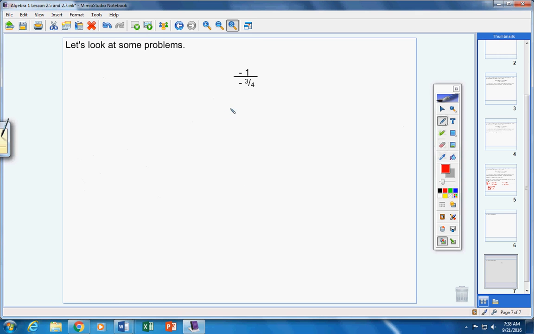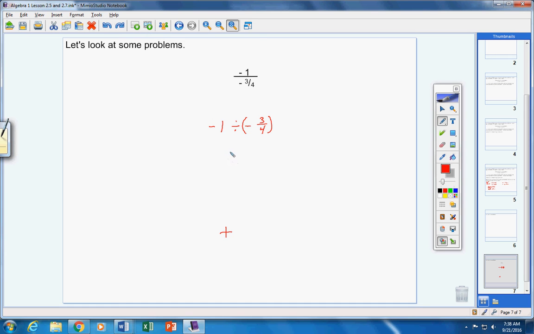Let's first of all rewrite this so it looks a little more student friendly, if you will. We have negative 1 divided by negative 3/4. Okay? Negative 1 divided by negative 3/4. Now first of all, my signs are the same. I'm dividing a negative by a negative, so I know my answer is going to be positive. Okay? Next, I'm not going to worry about the signs, because I've already established I'm going to have a positive answer.